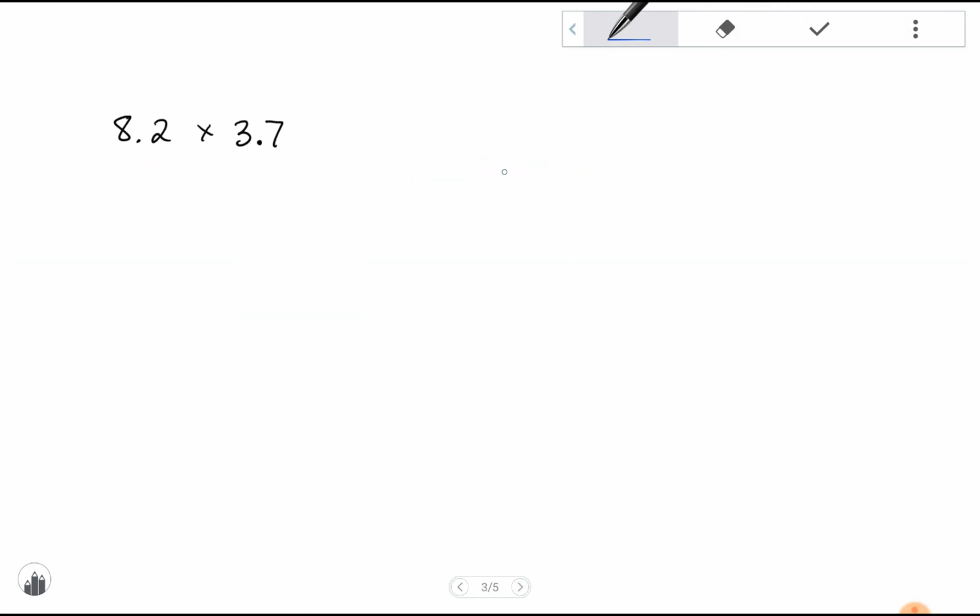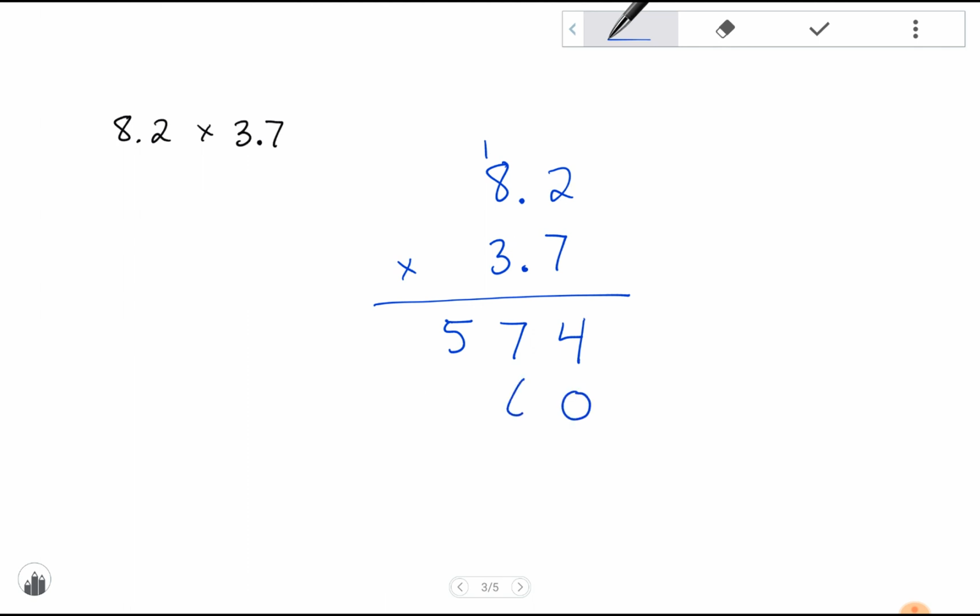Now let's multiply. 8.2 times 3.7. So 7 times 2 is 14. We'll write down the 4 and carry the 1. 7 times 8 is 56, plus 1, that's 57. Starting our next row, so we put a 0. 3 times 2 is 6. 3 times 8 is 24.